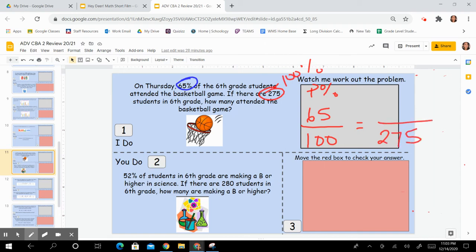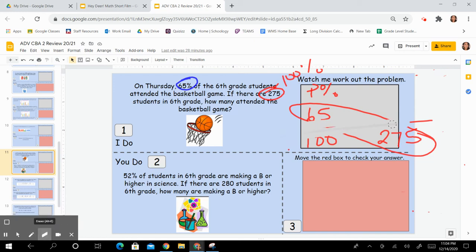Now, if you solve it like this, just like you would with LKU, can we go side to side? No, we can't. Can we go up and down? No. So the third option would be to cross multiply and then divide by 100. And you would get the same exact answer. So 65 times 275 is 17,875. And if you divide that by 100, that would give you 178.75. Now, I'm going to show you an even easier way.